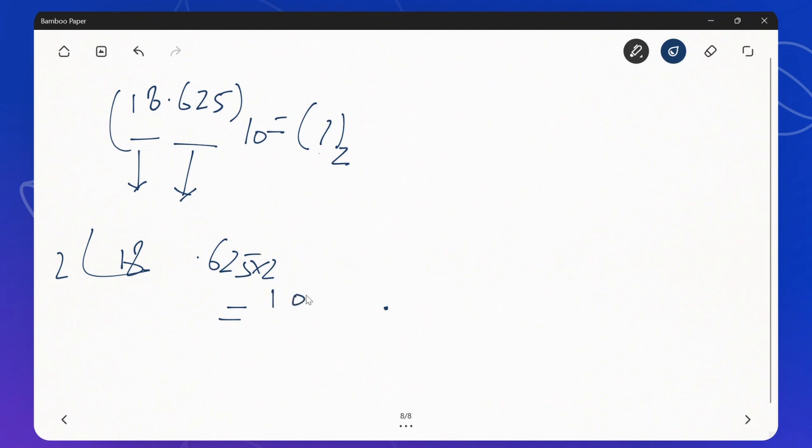So for 18 it was 10010, and 10010.101 becomes the complete answer for the conversion.